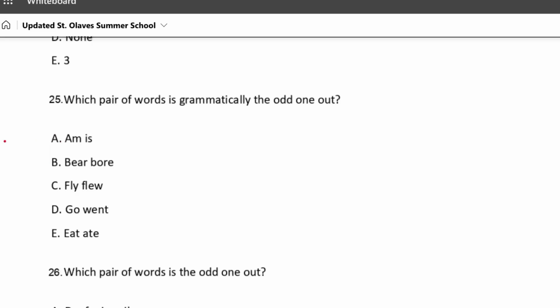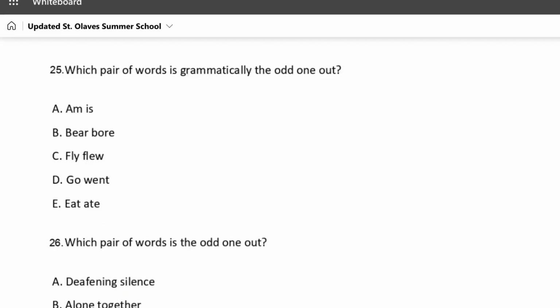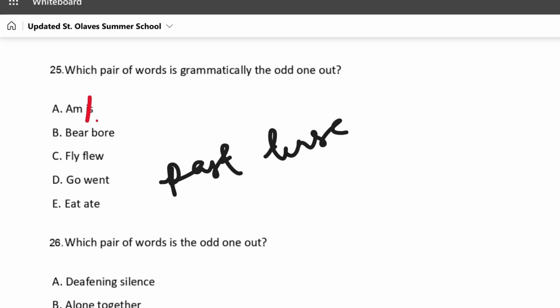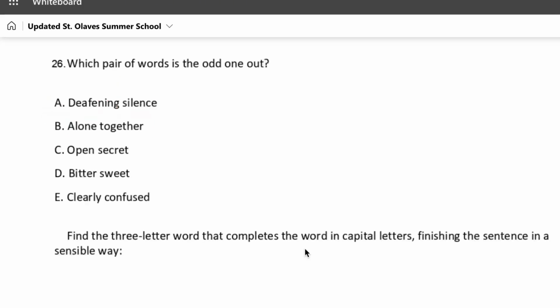Question 25, which is the grammatically odd one out. We have eat, ate, go, went. So I go, I went. We have the past tense over here. I bear, I bore the burden. The only one that's the odd one out is going to be I am and I is, because is not the past tense. This should be I was. So A is the solution.